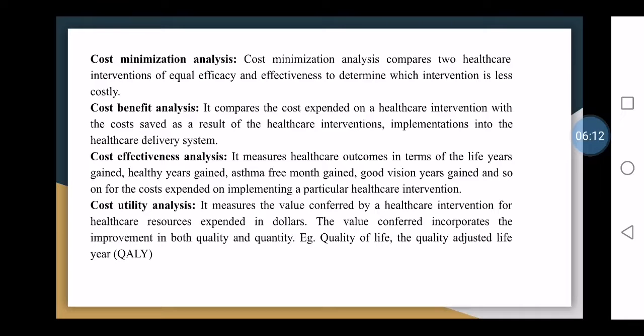Cost minimization analysis compares two healthcare interventions of equal efficiency and effectiveness to determine which intervention is less costly. We are comparing two similar healthcare interventions, both of them having the same efficiency and effectiveness. And we are looking into their interventions and which one is less costly, which is consuming less economy, so that we can minimize the cost and the other one can be used. That is known as cost minimization analysis.